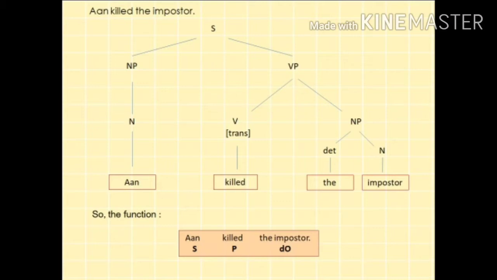We go to the VP. In here, we divided VP into 2 parts. The first is V and NP. So, V or verb as in killed, and then NP or noun phrase we specify into Det or determiner, and N noun. Then Det or determiner as in the, and impostor as in N or noun. So the function of this sentence is Aan as a subject, killed as a predicate, and the impostor as a direct object.